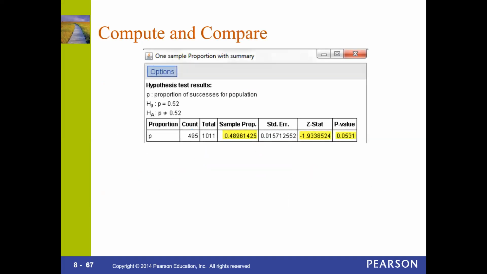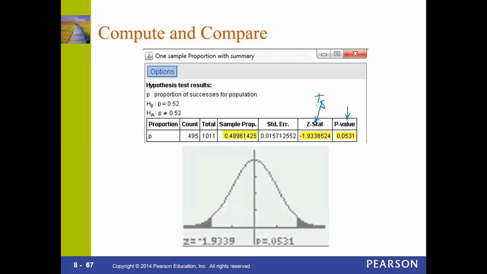And after that, when you enter the values, your success is 495. And then you're able to get the test statistic as this value, and your p-value is 0.0531. Okay. What we're going to be doing, you're going to compare them together with the alpha. This picture is taken from a TI-83 or a TI-84. It should be about something like this, because it's going to be a two-tail.